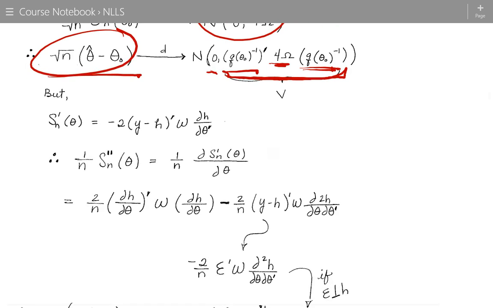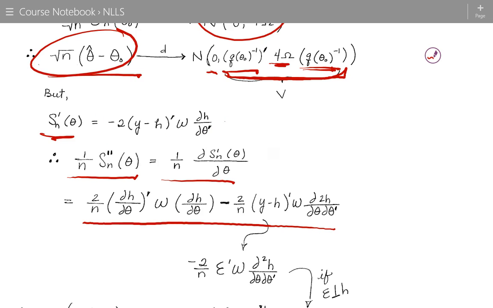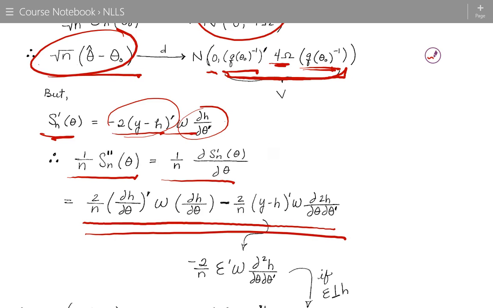Now, if we look further, the first derivative of the sum of squared error is equal to negative 2 times y minus h transpose, the weight matrix, and the derivative of h with respect to theta. And therefore 1 over n, the second derivative, is 1 over n, the derivative of the first derivative. If I take the derivative of the first derivative, we get this term here. It's basically going to take the derivative of this times that plus that times the derivative of that, and you will end up with this term here.